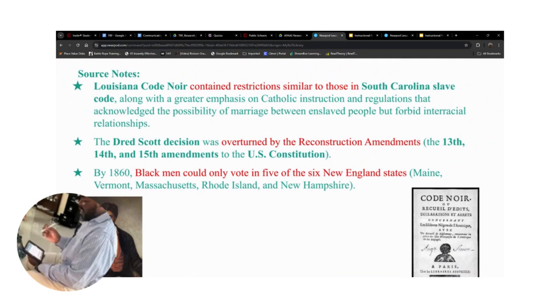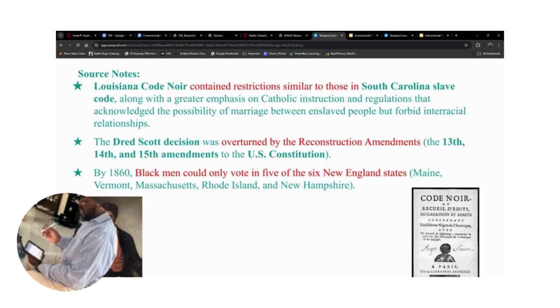Along with greater emphasis on what? Y'all look at the screen. What does it say? Greater emphasis on what? I'm reading the sentence: Catholic instruction. Is that clear there? So, Louisiana, if you know anything about Louisiana, it's a very, very deep Catholic region, right? It comes back from the French. Is that clear there? So they're saying, we're really going to push this idea of being Catholic, all right?